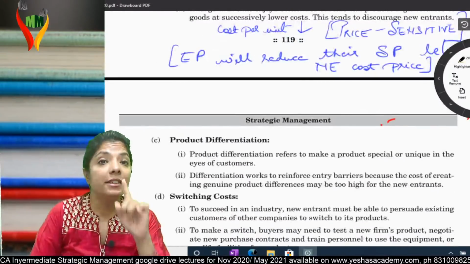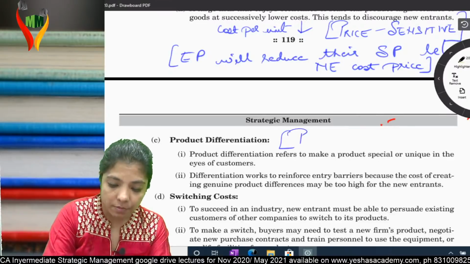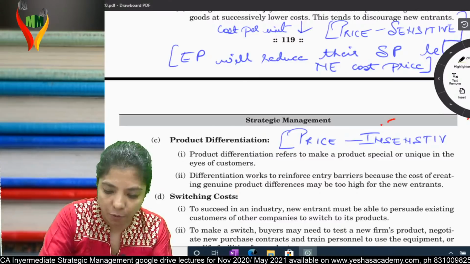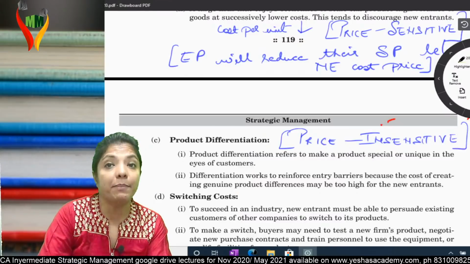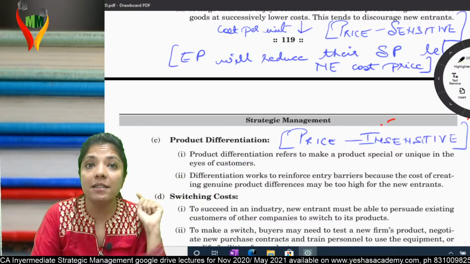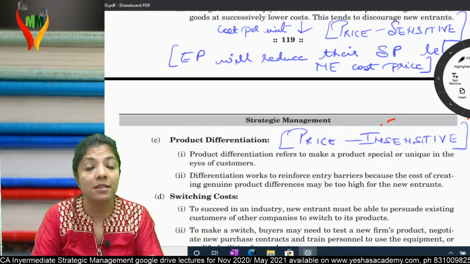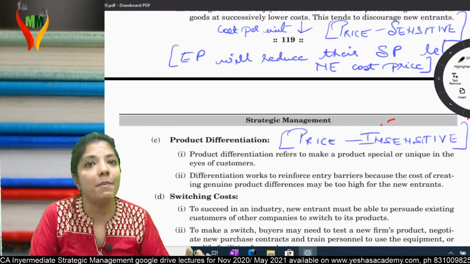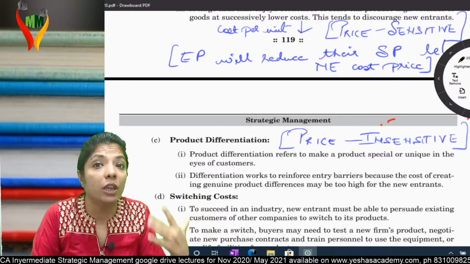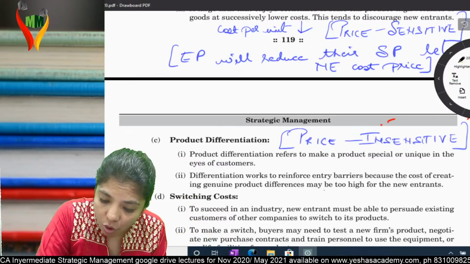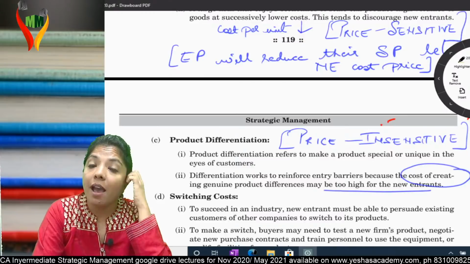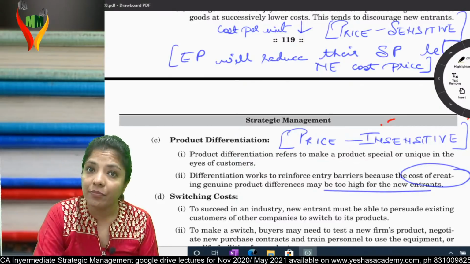C point. What's the next point? Product differentiation. Write over here: for price insensitive customers. Getting my point? Now, to attract price insensitive customers, only one way is bringing a unique product. See, how can you attract them? Only by giving them something unique. But to bring something unique, you have to incur cost. The cost of creating genuine product difference is very high, which can be a hurdle for new entrants. Am I clear?